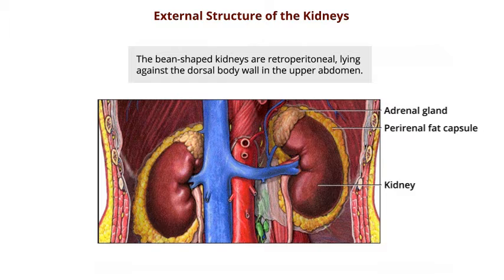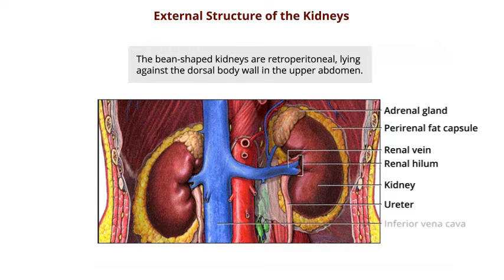Several structures enter or exit the concave surface of the kidney at the renal hilum, including the ureter and a renal vein, which drains into the inferior vena cava. Let's learn more about the kidney's blood supply and see the underlying renal artery after the left renal vein is removed.